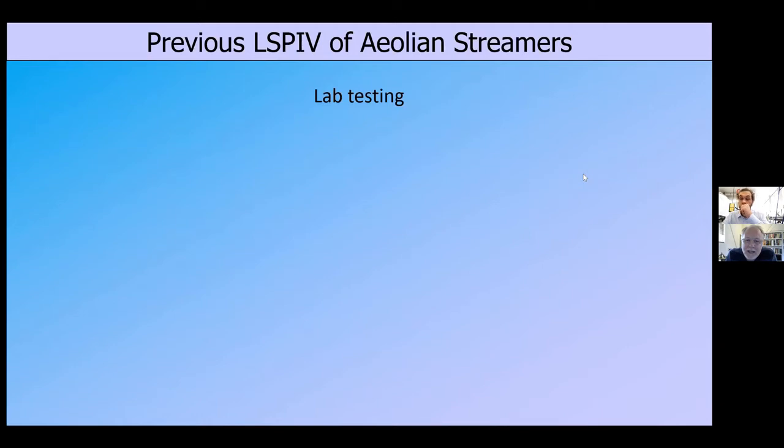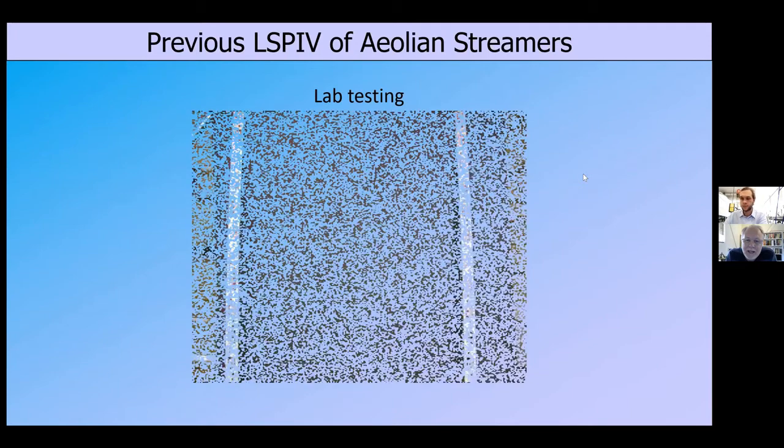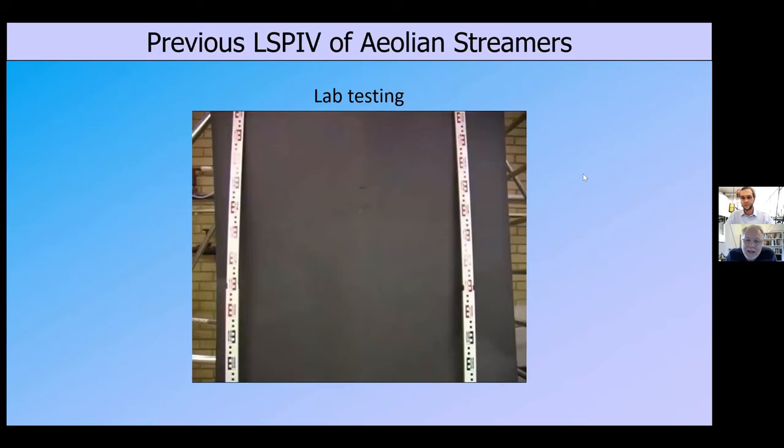We initially did some lab testing to try and get some footage of sand grains, in this case falling down. So we had a little scaffold tower, and poured sand grains down in front of a black cardboard background. I've got some footage here that hopefully will come through. I think you can just about see these little clouds of sand grains falling through, and those were to mimic the streamers, really. And then we filmed that using a video camera.